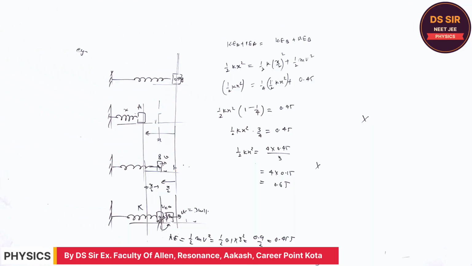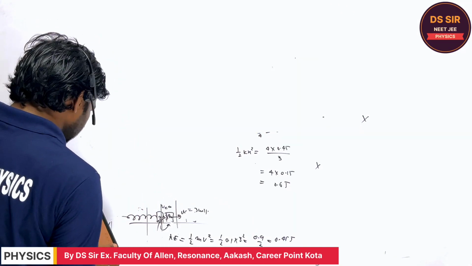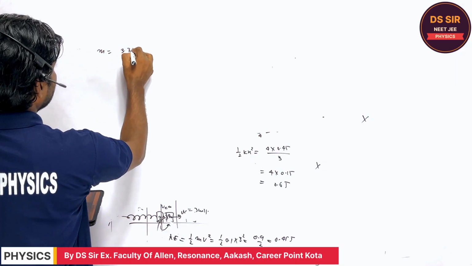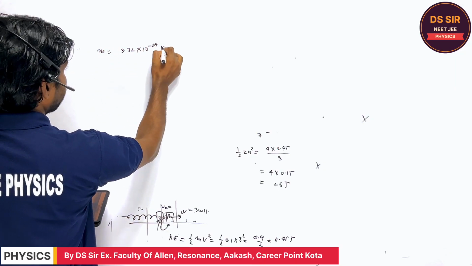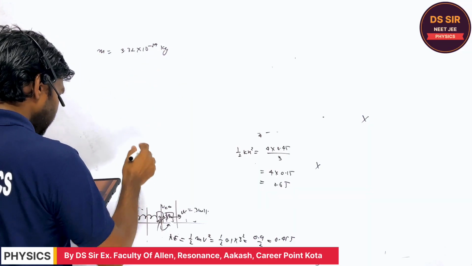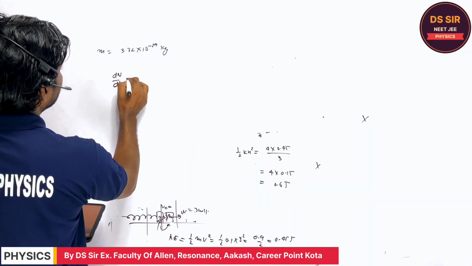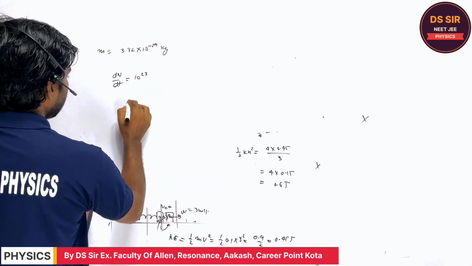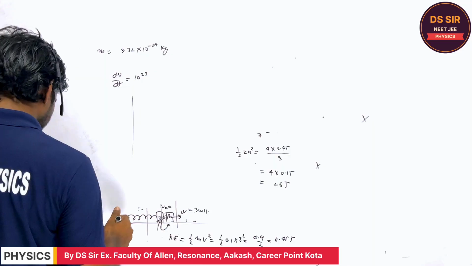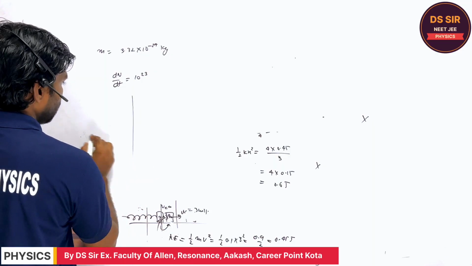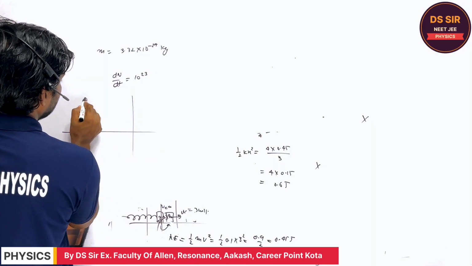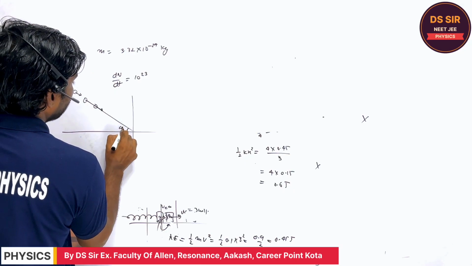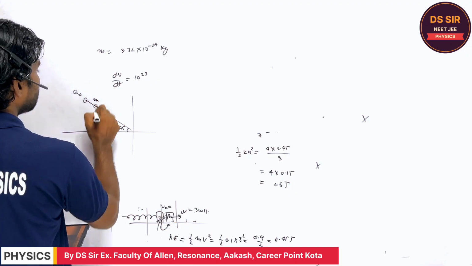Right. Copy this. For this question, what is the mass of the hydrogen molecule? m is 3.32 into 10 to the power minus 27 kg. And dn upon dt is 10 to the power 23 molecules. They are striking the area, this is the wall area, at 45 degrees to the normal like this. So the molecules are coming continuously and striking at 45. This is also 45, this is also 45.